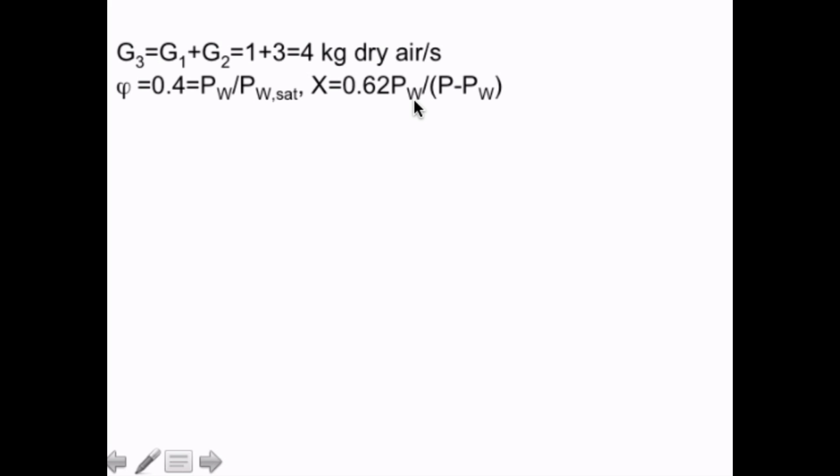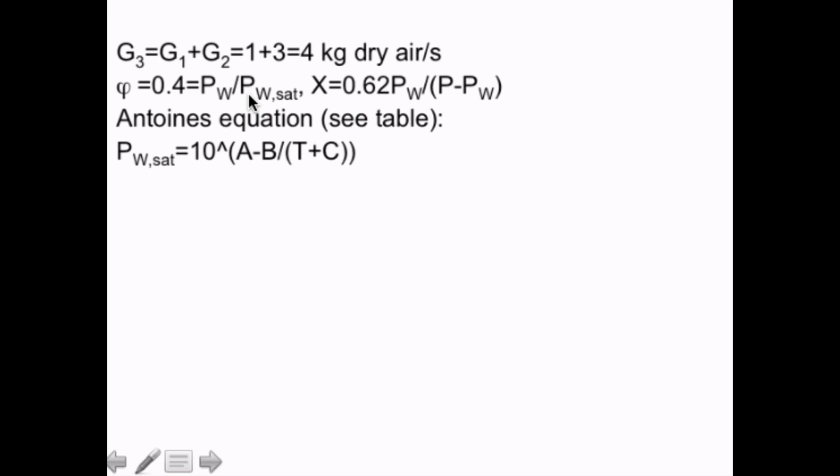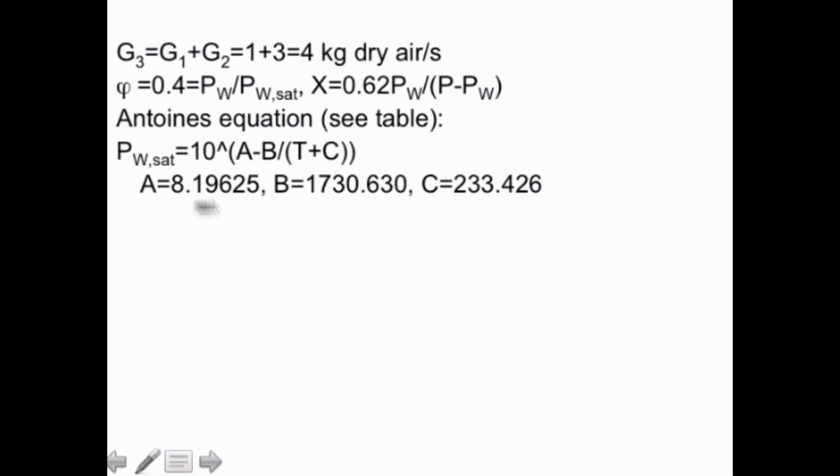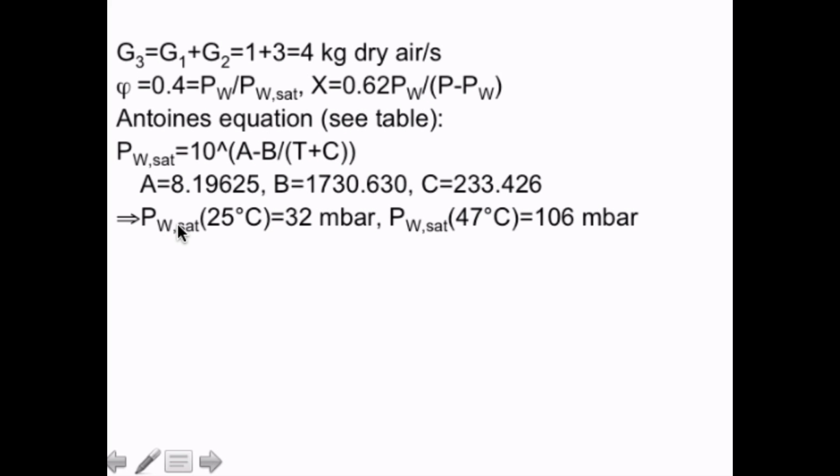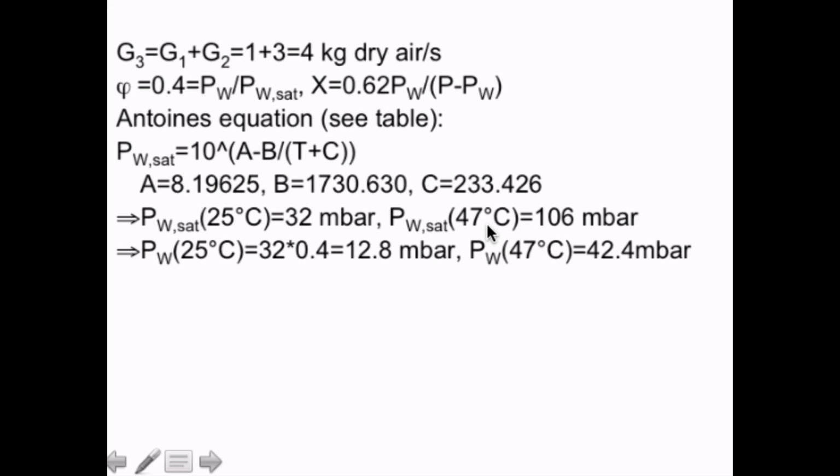So let's use Antoine's equation to calculate the vapor pressure. We look up A, B, and C in a table, and for that table we need T as temperature in Celsius. We can calculate the vapor pressure to 32 millibar for 25 degrees Celsius and 106 millibar for 47 degrees Celsius, which means that we have a partial pressure of water as 12.8 millibar and 42.4 millibar, since we have 40% in both cases.